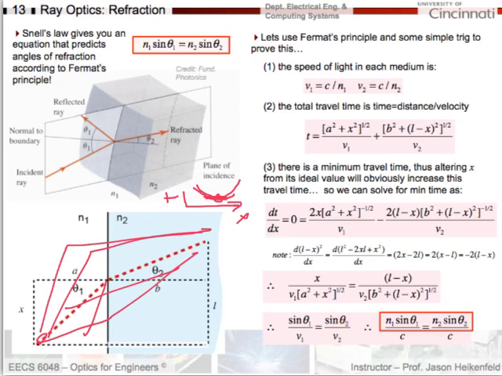And so I end up with sine of theta 1 over velocity 1 over here, sine of theta 2 over velocity 2 over here. I know that velocity is the speed of light divided by refractive index. I'll substitute that in, so I have n1 over c, n2 over c. Well, c is a constant, so I'll get rid of those terms, and lo and behold, I'm left with Snell's law. So using some simple trig and Fermat's principle, I've derived Snell's law for you from just a simple derivative and minimization experiment.